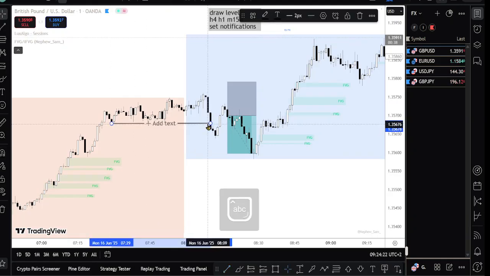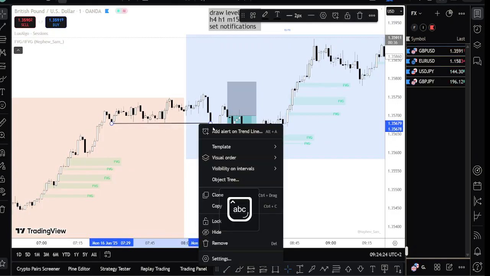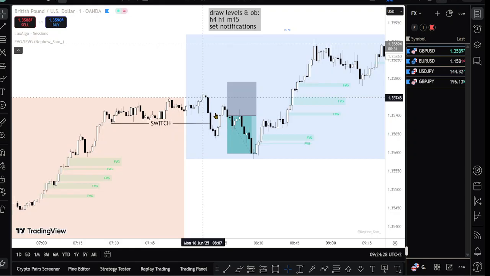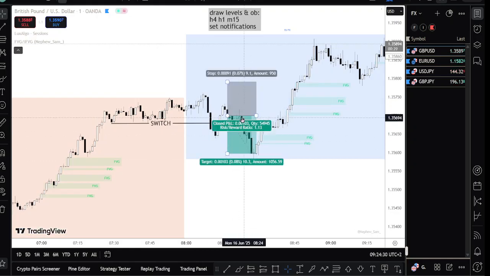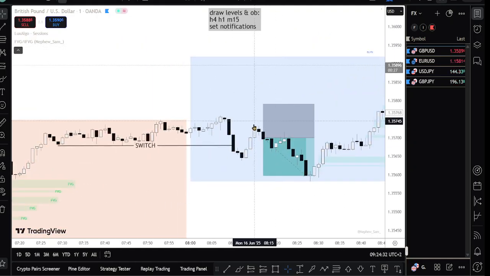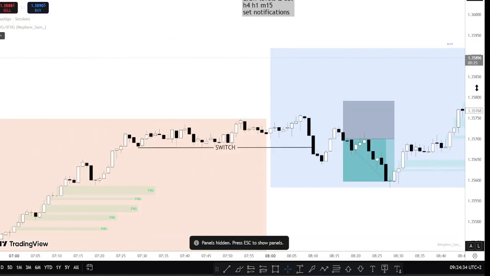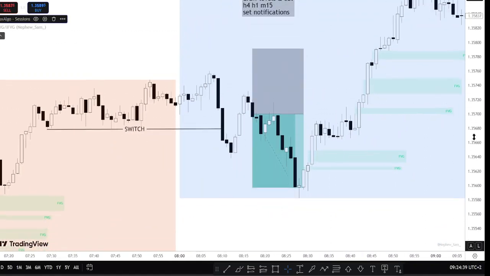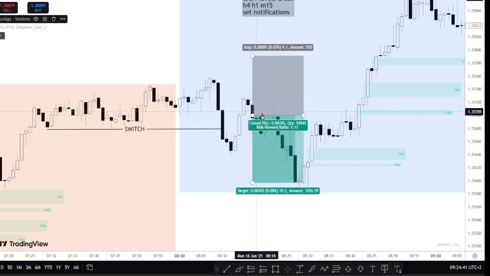Oh yeah, okay, there we go. And this is the switch of power. This is the retrace, and this is the entry. So the entry is here because of the Harami formation: clean move down, clean move up, nothing to talk about.